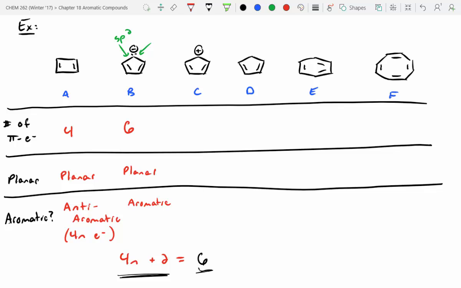How many pi electrons do we have? 4. Okay, so if we look at this, we've got 4 electrons. All right, this could also be considered planar. So would this be aromatic or anti-aromatic? Anti-aromatic. In fact, this molecule isn't very stable at all, and it will do a bunch of funky chemistry. All right, what about D?